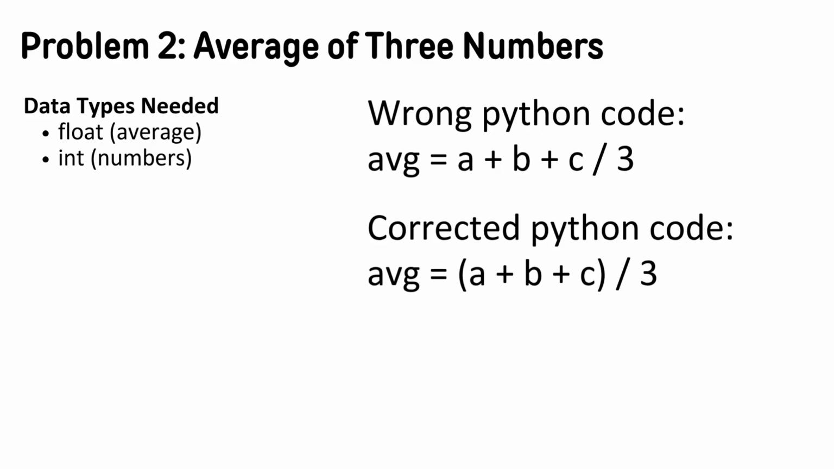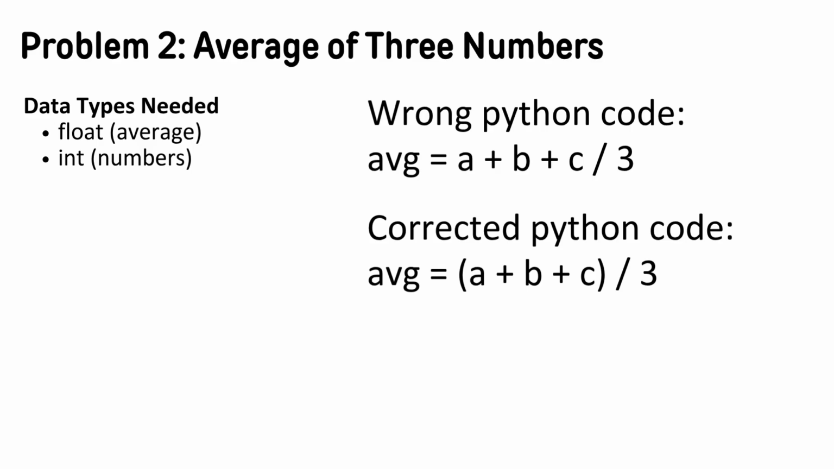So we just see the wrong Python code here. avg is equal to a plus b plus c divided by 3. This is actually wrong code. The corrected Python code is we have to calculate the sum of three variables first. That means a plus b plus c within parentheses, then divide by 3. The result will be stored in the avg variable. So this is pretty simple, but we have to be careful about choosing the data type, as well as we have to remember one thing.